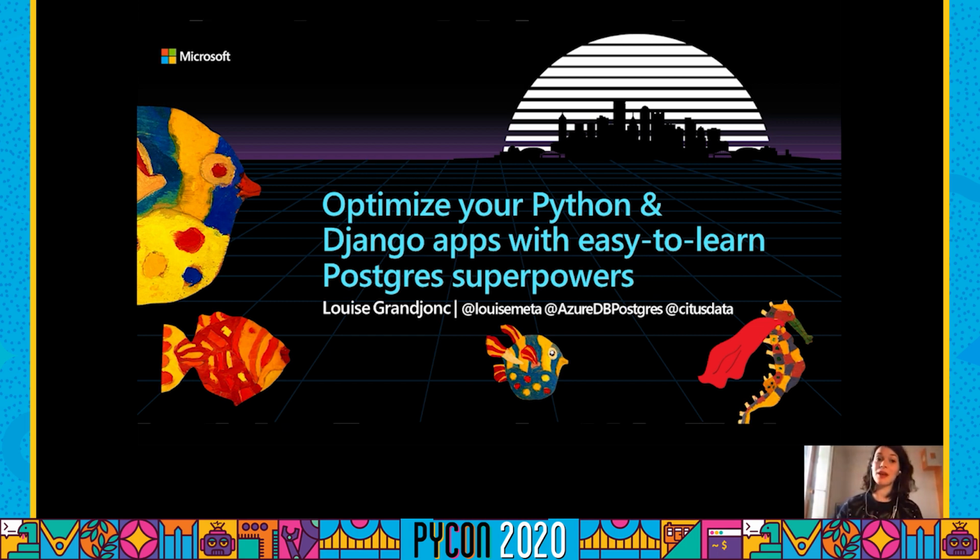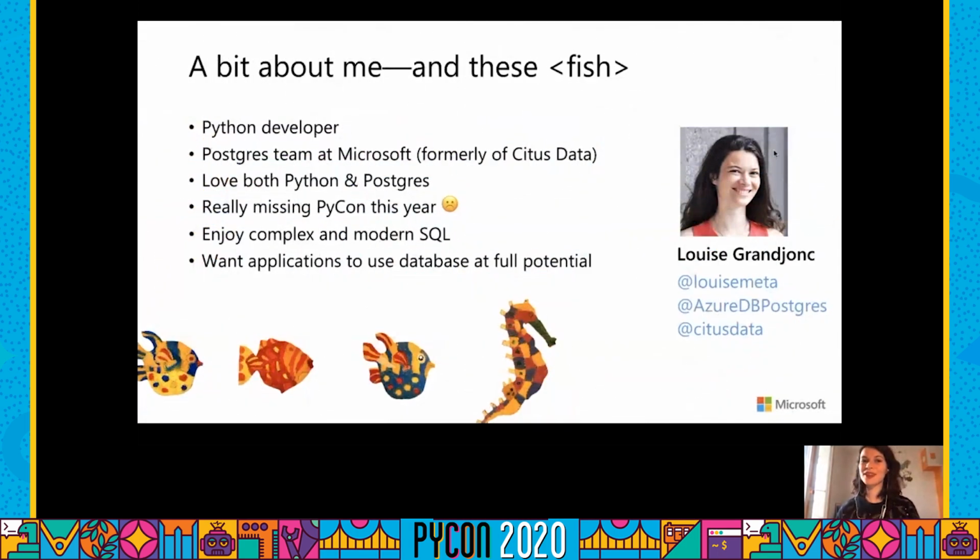So a little bit about me before we start. I am a Python developer. I work at Microsoft in the Postgres team. I used to work at Citus Data, and we got acquired by Microsoft about a year ago. I love both Postgres and Python. I've been working for 8 years with both of them, and I just have so much fun with it, fishing information from Postgres and feeding it to Python.